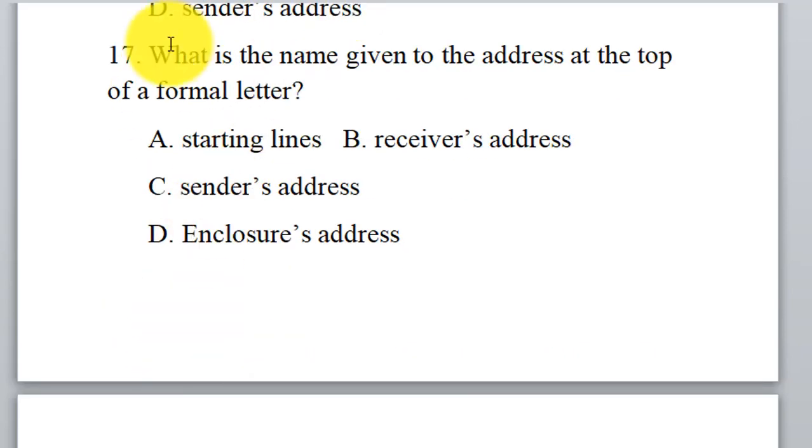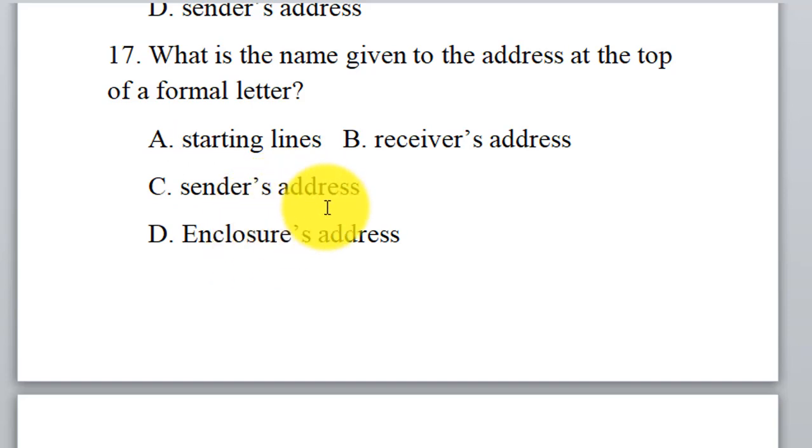Question number 70. What is the name given to the address at the top of a formal letter? Look here. The name given on the right margin of a formal letter, please. ምንድነው እዛ የሚጽፈው? እዛ ያለው ታይትል ምንድነው ነው? It is not the starting line. It's not the body part. It's not part of a formal letter. Receiver's address is at the top on the left of a formal letter, not on the right አይደለም የሚገኘው ማለት ነው. Here sender's address, yes. What's the name given to the address at the top of a formal letter?